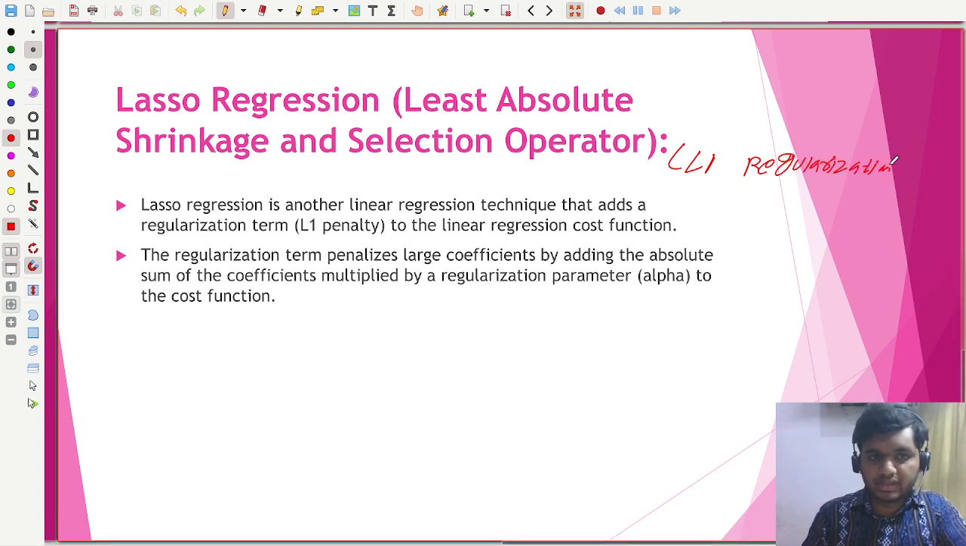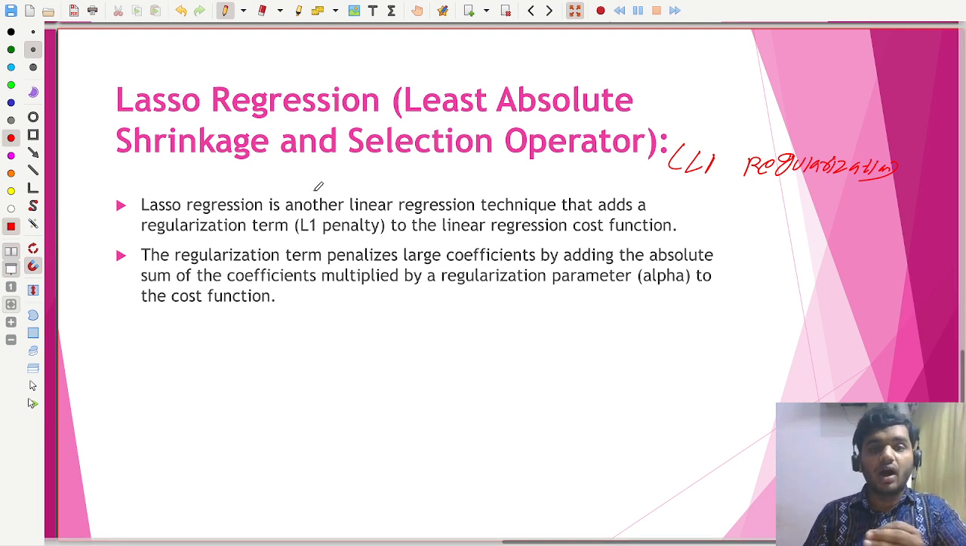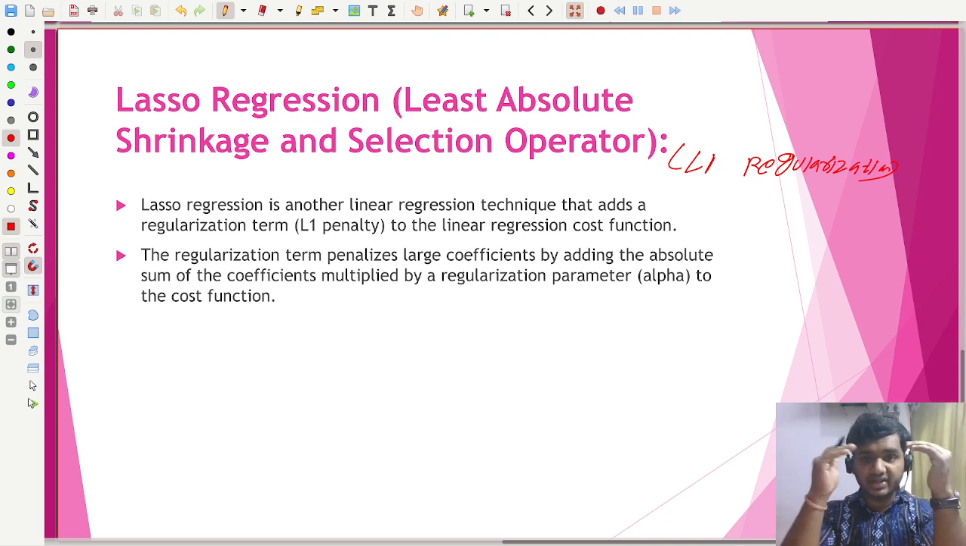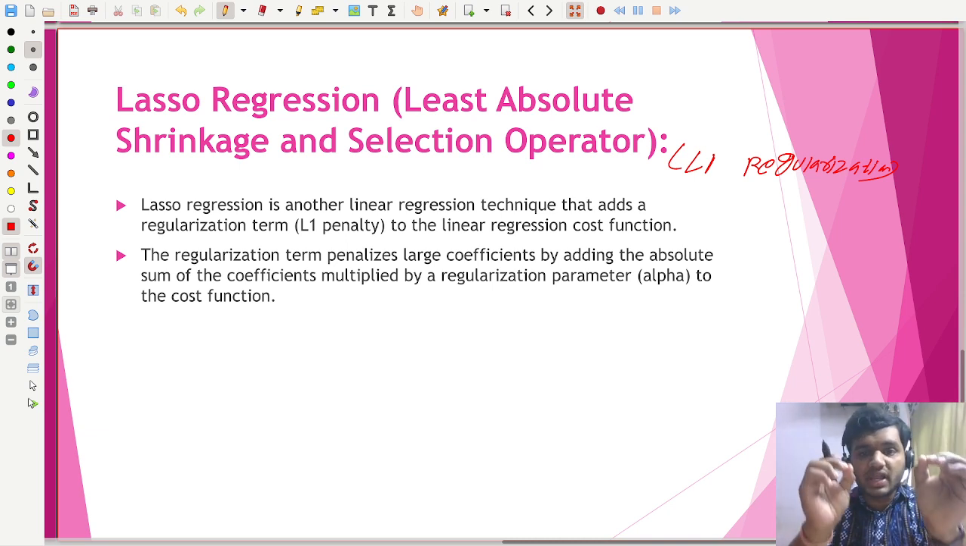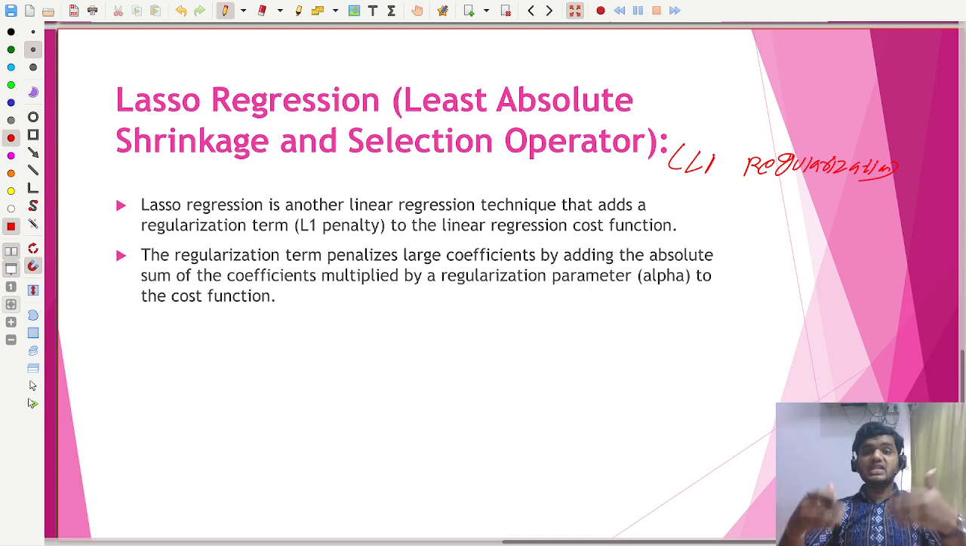Okay. What is the full form of lasso? That is least absolute shrinking and selection operator. So lasso regression is another linear regression technique that adds a regularization term, that is L1 penalty, to the linear regression cost function. The regularization term penalizes large coefficients by adding the absolute sum of the coefficients multiplied by the regularization parameter, that is alpha, to the cost function.